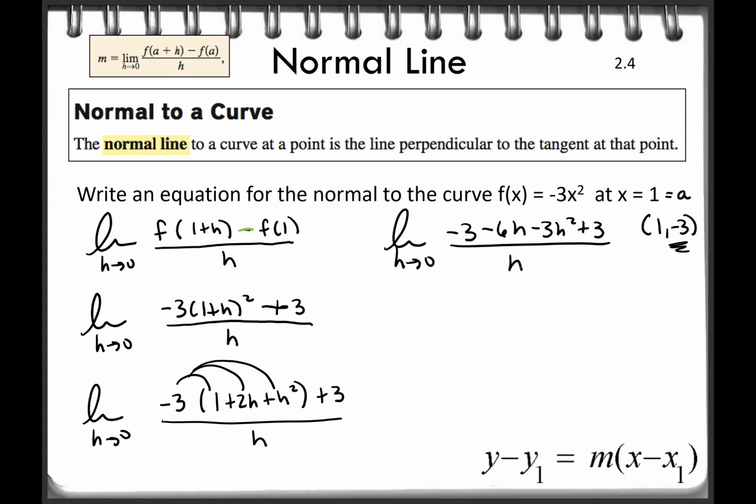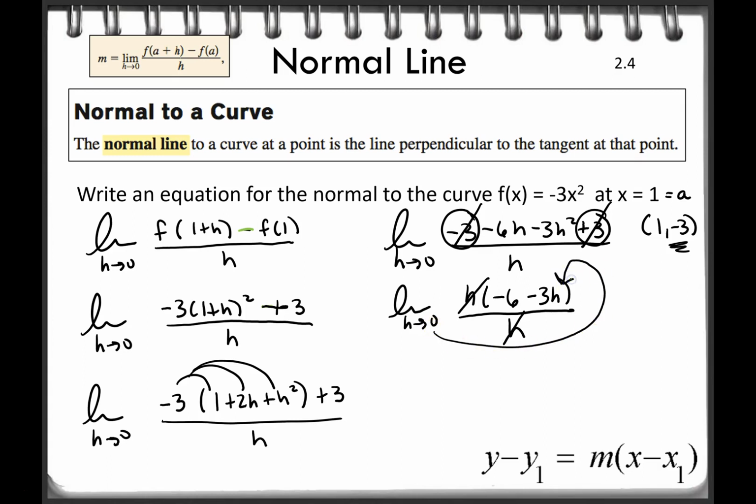And we rejoice now because we've got a -3 and a +3 that cancel. And now I'm going to pull out my h. That gives me a -6 minus 3h all over h. The h's cancel. I plug in my 0 now, and I get -6 minus 3 times 0, and that just gives me a -6.